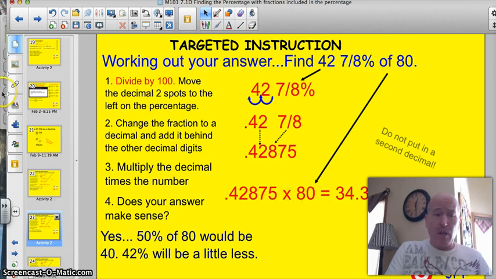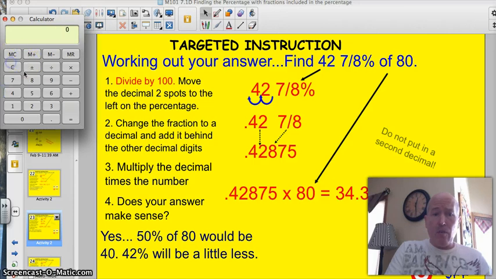So I'll just go ahead and put that great big long decimal in. So we have 0.42, that's my 42%, and then the 875, that's my 7/8. If we take that times 80, my original number, we're going to get 34.3.